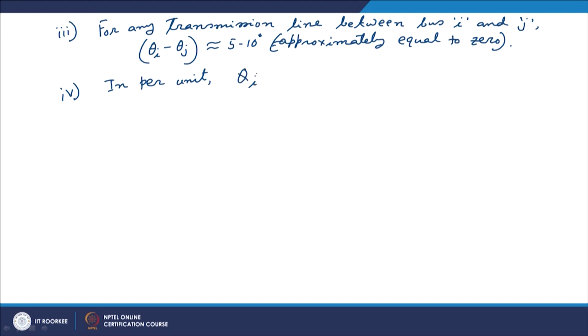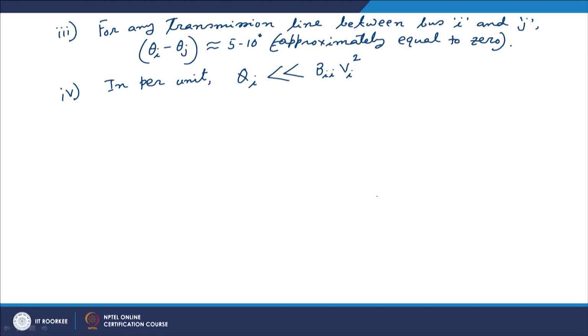Qi, that is the injected reactive power at bus i, is much less than Bii into Vi squared. Now, what is the justification for this? Please note that it is in per unit. So, Qi is much less as compared to Bii into Vi squared.